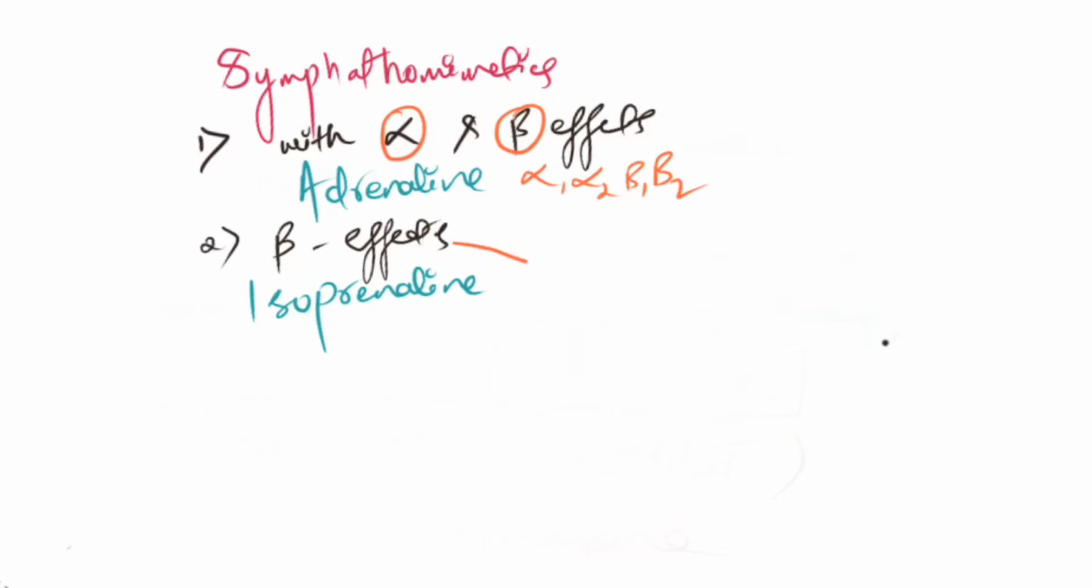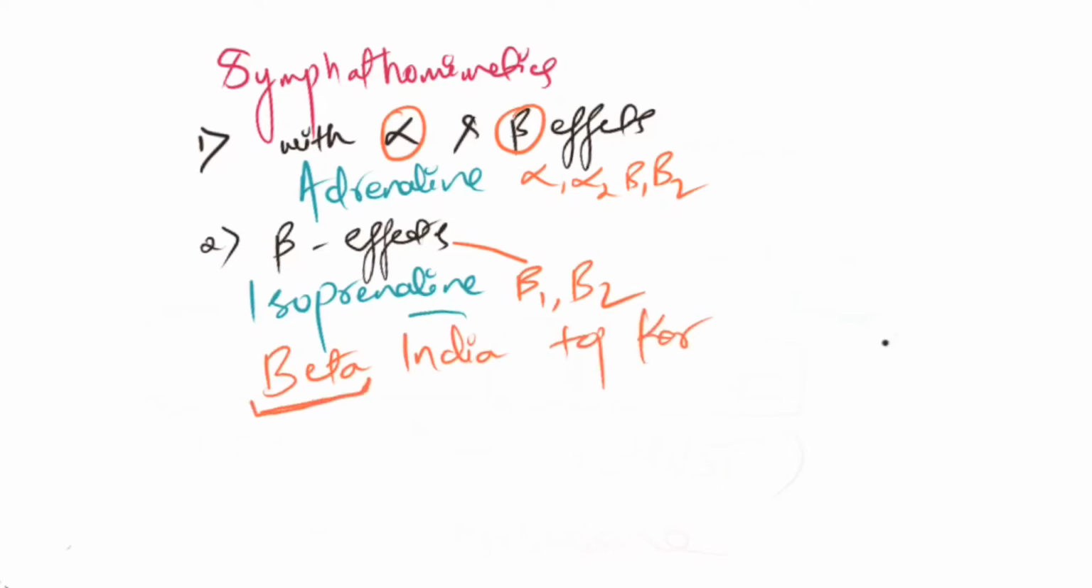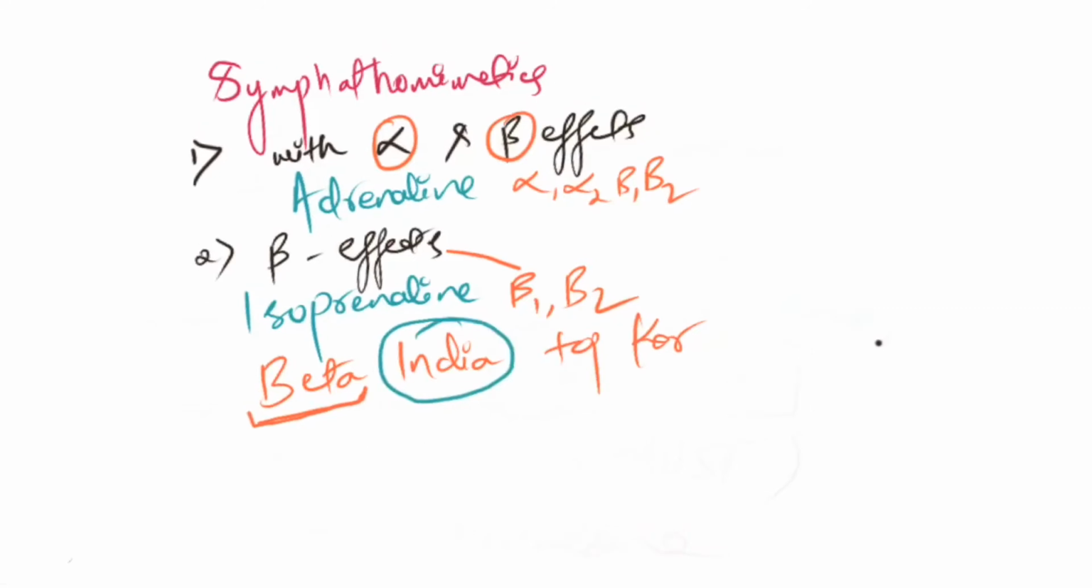Now for the beta effects, it's very easy. Whenever I see these beta effects, they work on beta 1 and beta 2. So I remember the mnemonic: whenever I read about beta, it's like Beta India Topkar. So from beta effects, you get isoprenaline. Every parent, while we are preparing, wants us to top the exam. So Beta India Topkar. From India, I remember isoprenaline for beta effects.